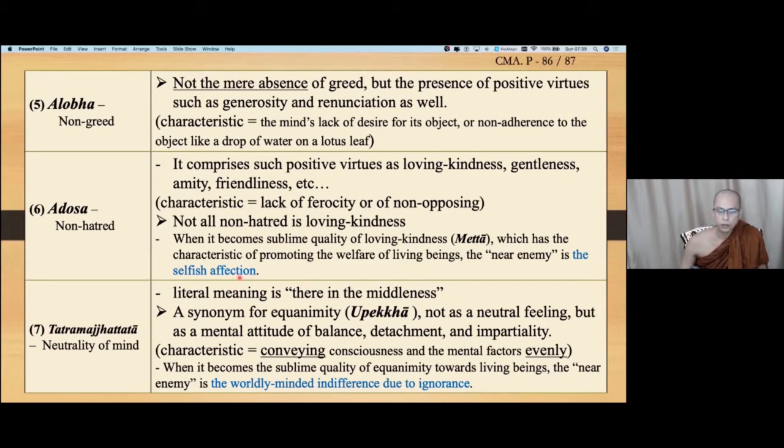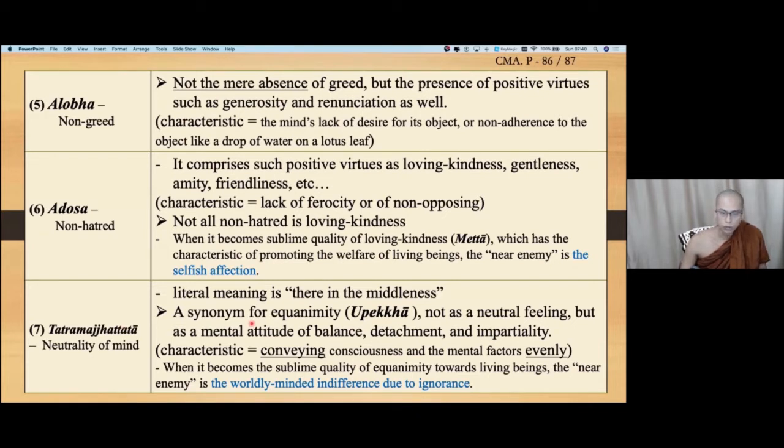So when we practice loving kindness, we need to know what the near enemy is. Then Tatra Majjhattata. The literal meaning is "in the middleness." Among the mental factors, it stands as the neutrality of mind. This stands in the middle. So the middleness of mind, the middleness of the mentalities, that is one of the realities. It is the work of one of the realities.